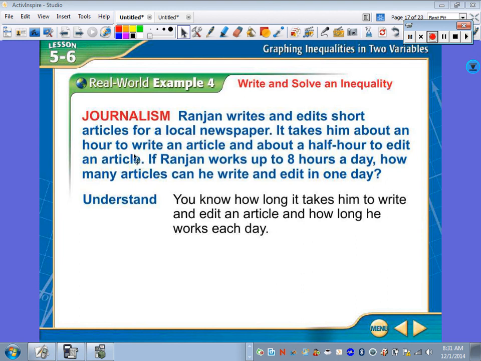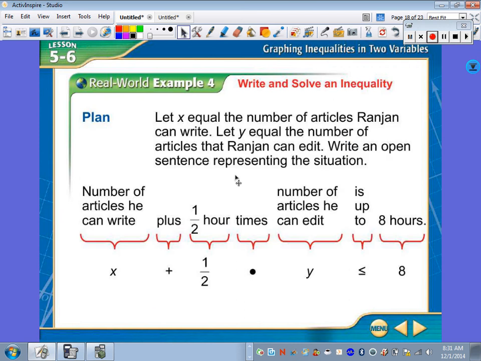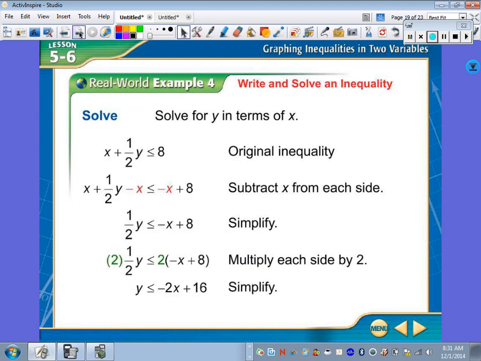Okay? So number of articles he can write plus 1/2 times y, the number of articles he can edit, is less than or equal to 8 hours. It can't be greater than, because you can't go over the 8. It has to be under. Okay, so there's your equation. So you have x plus 1/2 y is less than or equal to 8. Subtract x from both sides, and then multiply both sides by 2 over 1, or divide by 1/2, whatever you want to do. So you're going to get y is less than or equal to negative 2x plus 16.